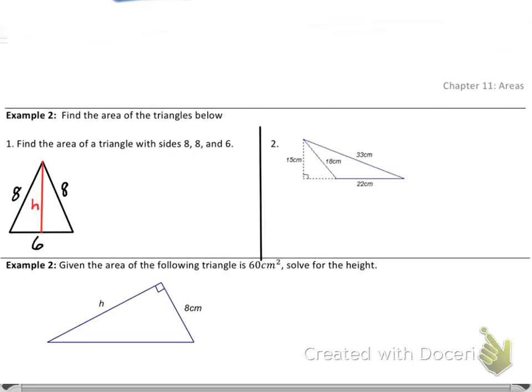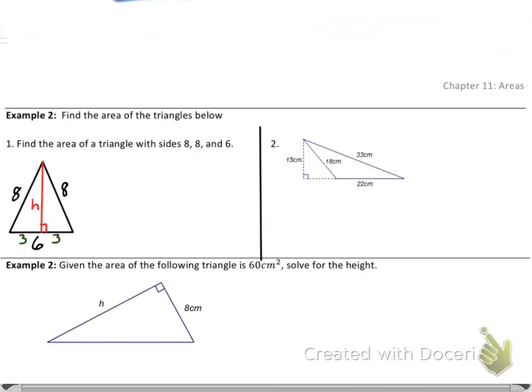Well, since it's an isosceles triangle, and since it's a height, it's a right angle. So we know that's right. And because it's isosceles, it actually cuts that 6 in half. So this half is 3. This half is 3. Maybe I'll put that in green. So that's 3. And that's 3. I already know my base is 6. Just need to solve for that h.